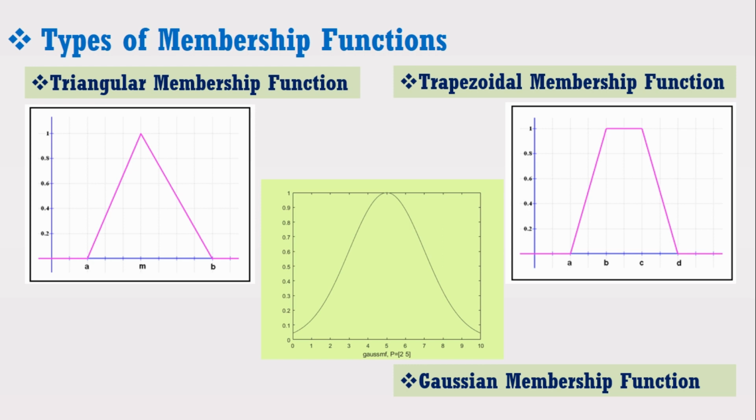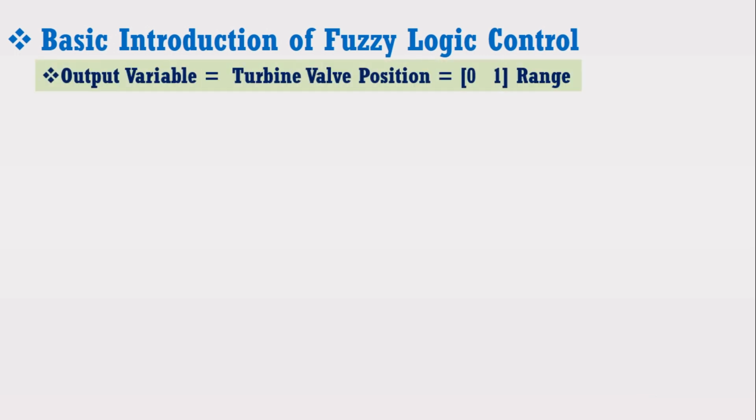At this stage, we have defined the input ranges with its membership functions. Now we have to define the range of the output variable. As our output variable is turbine valve position, its range may consist of 0 to 1, where 0 means fully closed and 1 means fully opened. Now we have to divide this output range into different membership functions in order to be able to assign different rules for the different values.